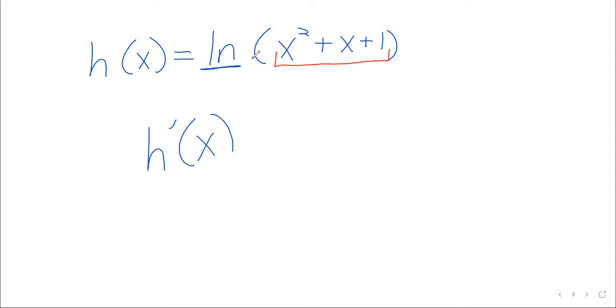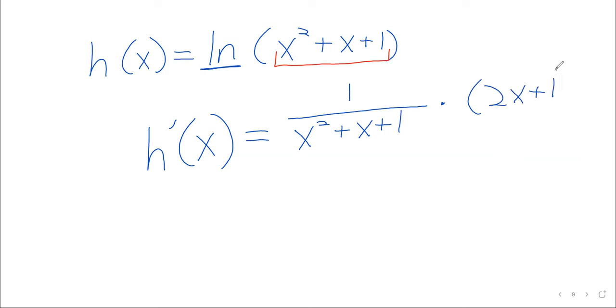So to take the derivative, we take the derivative of the outside function, we take the derivative of the natural logarithm, and that inside function gets stuck inside of it. And then we multiply by the derivative of the inside function. I would probably at least go so far as to write this as a single fraction.